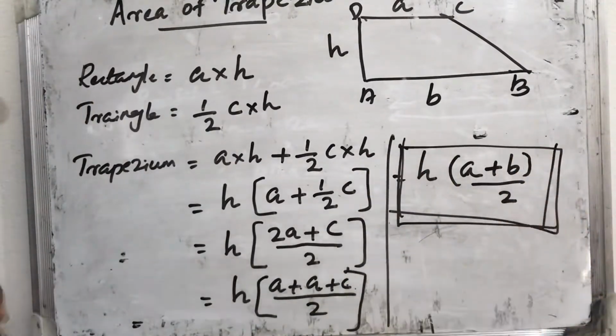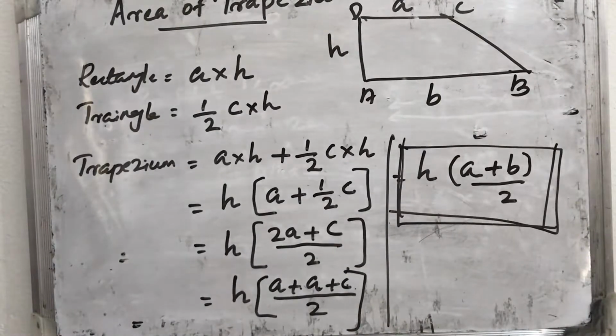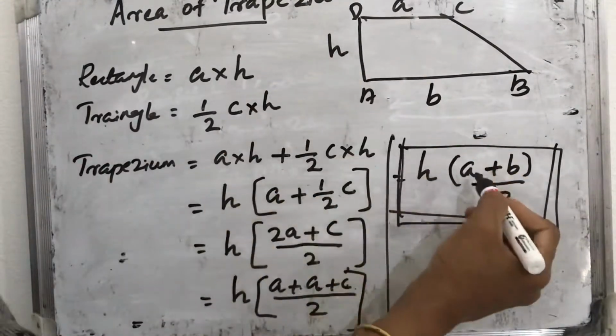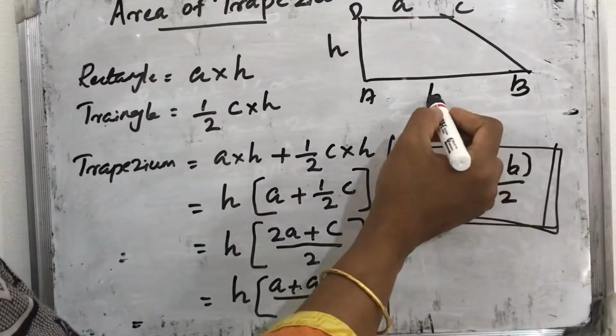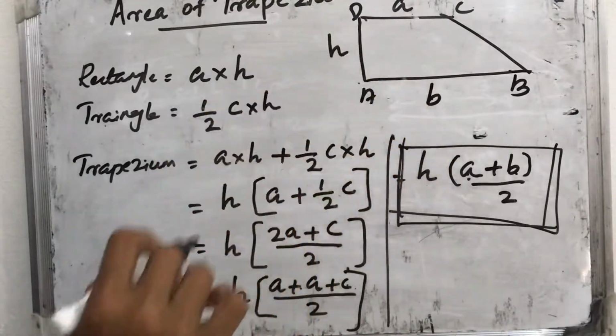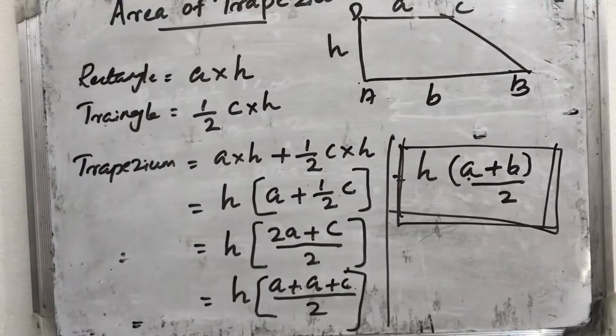By heart this equation: half H into A plus B, or H into A plus B by 2. Here A and B are the lengths of the parallel sides, and H is the height of the trapezium. Using this equation, we can solve questions like this.